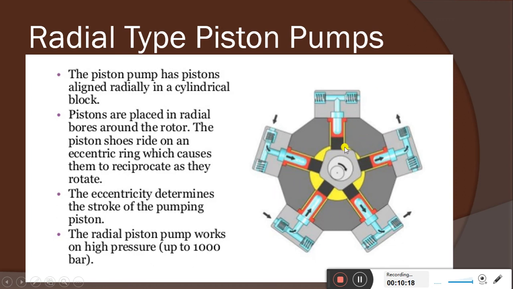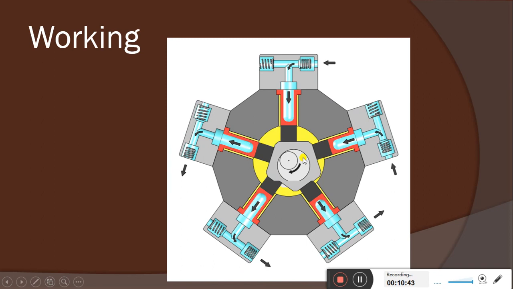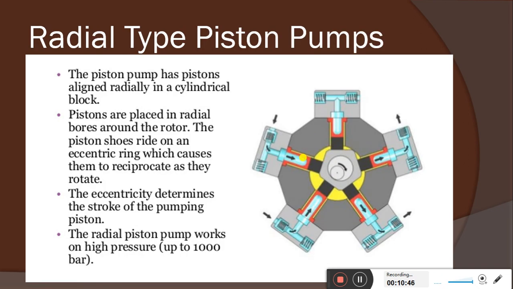Okay, in the cylindrical block we have the piston which is connected by one pentagon construction. This pentagon construction is going to rotate with respect to the center shaft which is provided here. As this pentagon rotates, it will make the piston reciprocate inside the radial slots provided in the cylindrical block. Okay, you can see the operation.